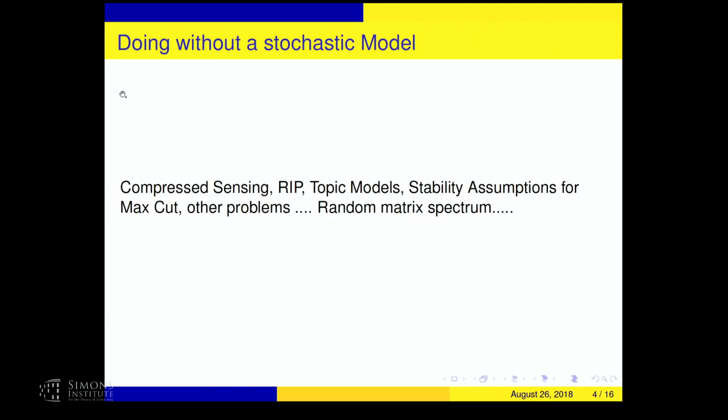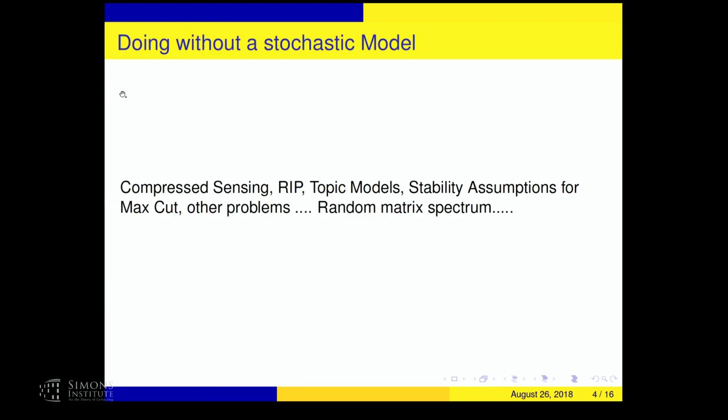Now, this is not, of course, the only example. There are many examples of doing away with stochastic models. I won't describe them in detail, but just to say that it's often nice, because stochastic model people can object that it's assuming a lot. So can you do without it? Well, there are things you can do without it.